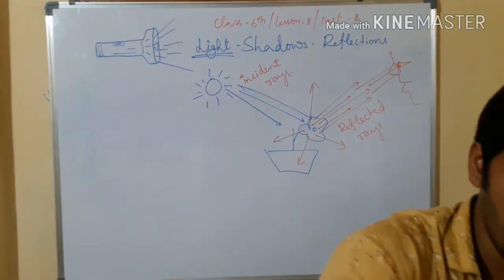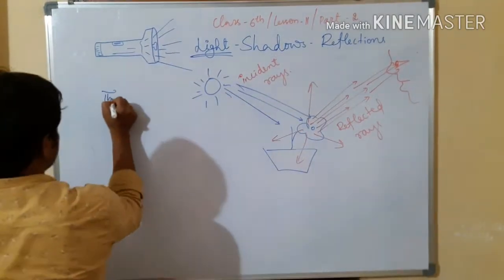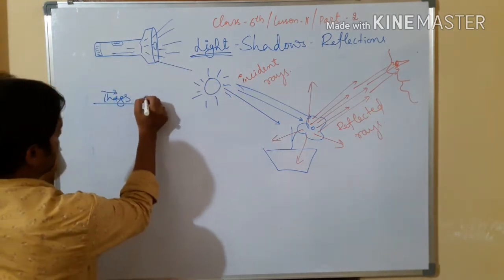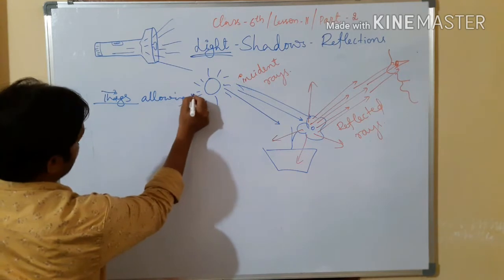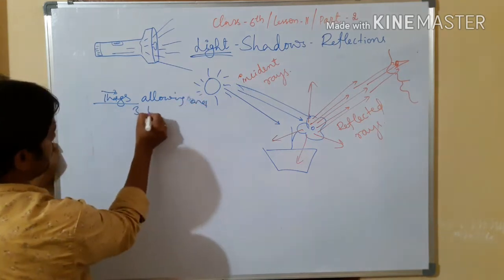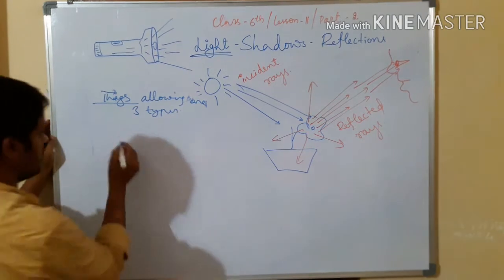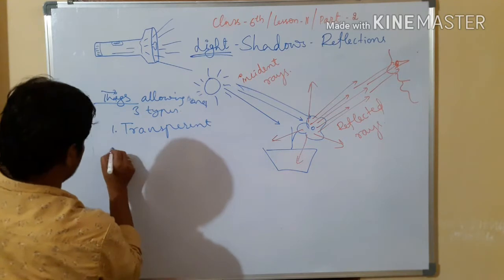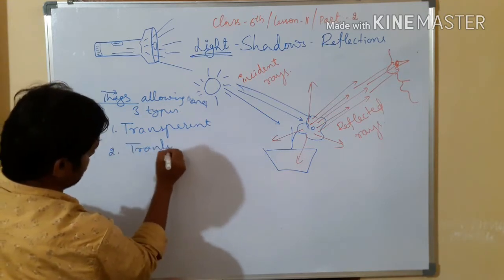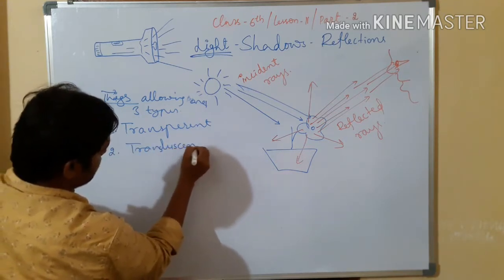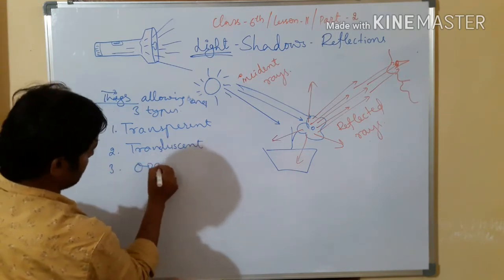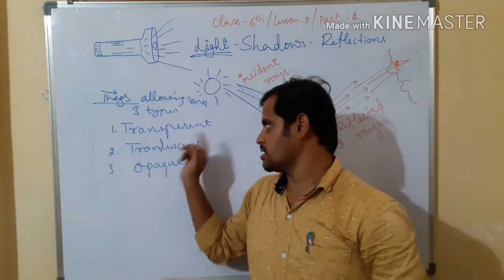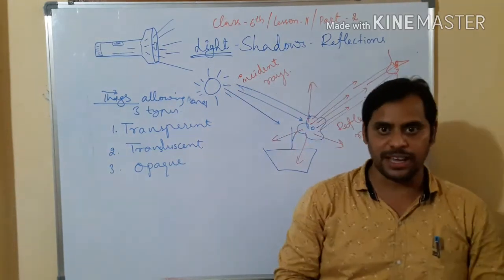So depending upon this we can divide the light-allowing things into three types. What are those types? Number one, transparent. Say transparent. Number two, translucent. And number three, opaque. So there are three types of materials: transparent, translucent and opaque materials.